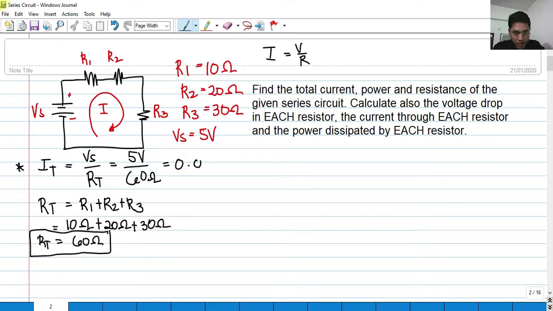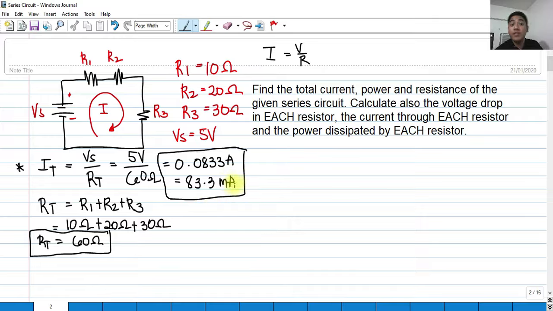0.083 amperes, or in engineering notation, in milliamperes, that is 83.3. Actually, this is 0.083, I just rounded off. If you're going to use engineering notation, that should be 83.3 milliamperes. Milli means times 10 raised to negative 3, so don't be confused. Common current ratings are in this form: milliamperes, microamperes, nanoamperes, and even picoamperes.